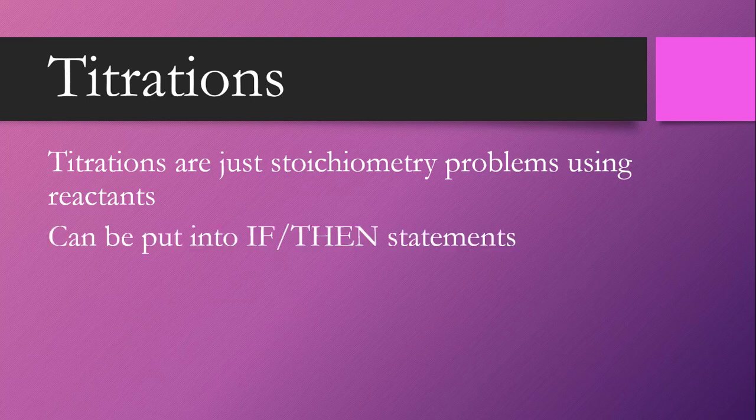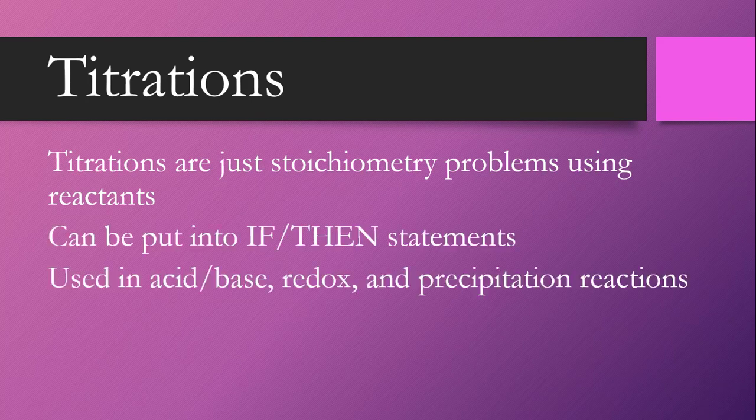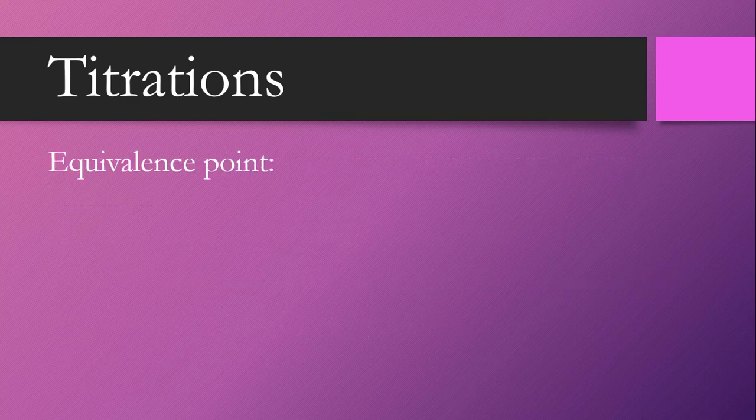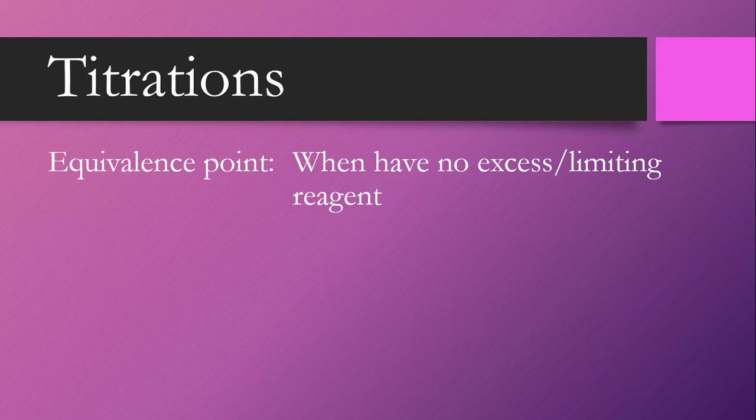So the if-then statements deal just with the reactants. It's usually used in acid-base and redox reactions and sometimes precipitation reactions. This can be set up as a limiting reagent question, but we will hold off on that till a further date. Now, in doing a titration, we talk about the equivalence point. The equivalence point is when you have no excess or limiting reagent, or you have a perfect stoichiometric ratio.